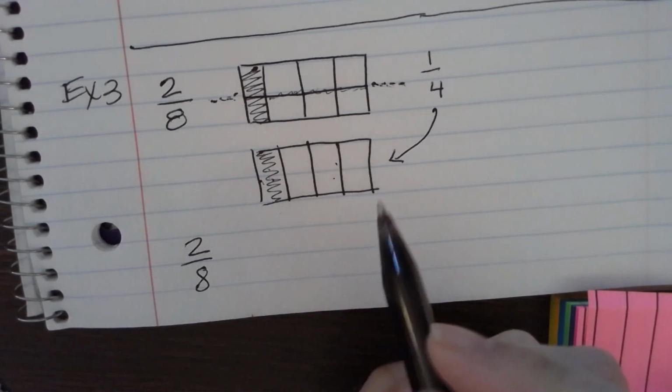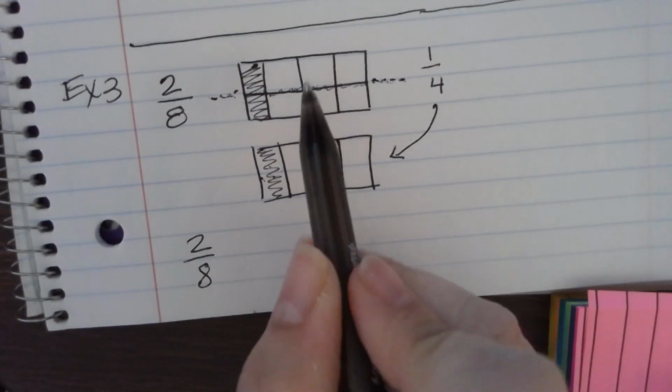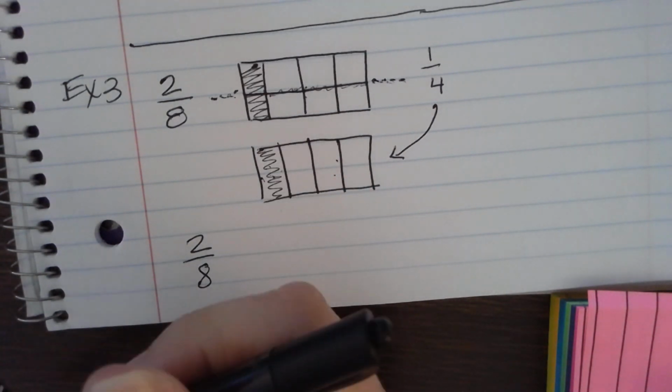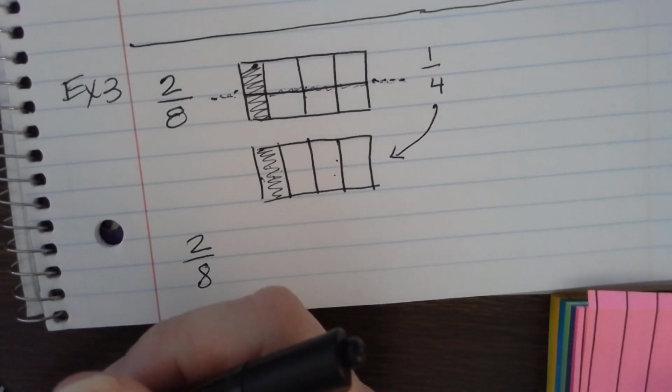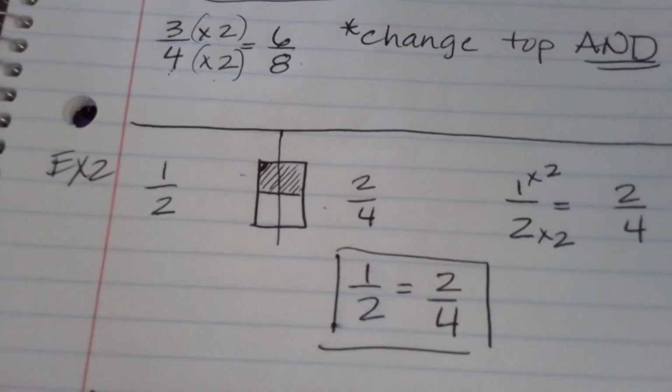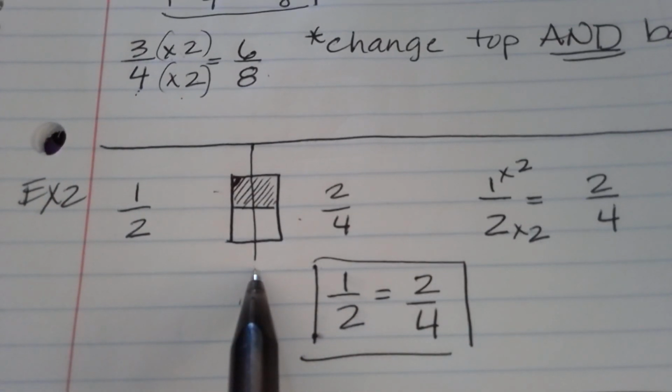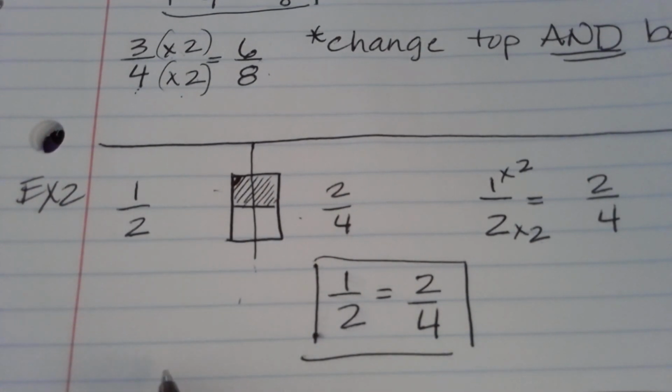So what did I do mathematically to go from this to this? Keep in mind, we want to make a connection. When we added the line to our other examples, we had more pieces. It got bigger, right? And we did what? Look up here. When I went from 1/2 to 2/4, I added a line and my numbers got bigger. I got more pieces. I had 2, now I have 4.